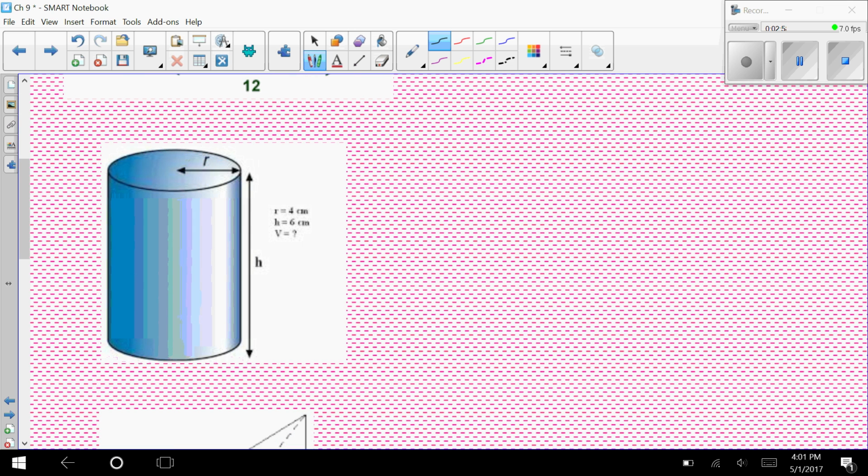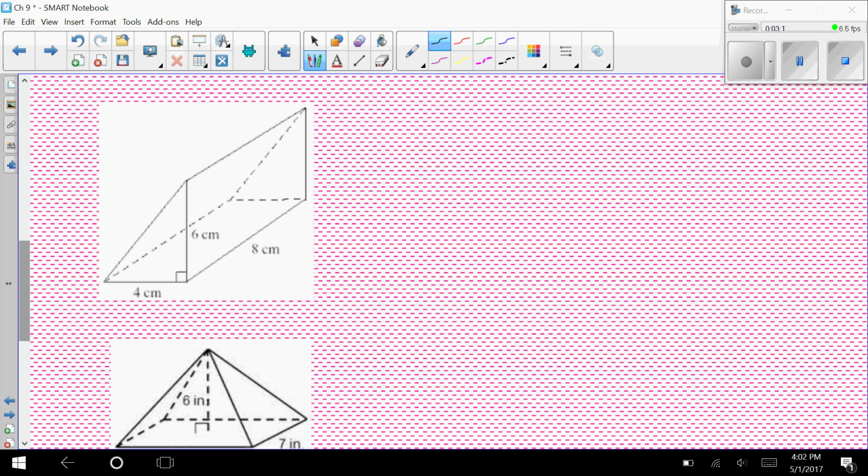This one is a cylinder. The radius is 4 and the height is 6. So the volume is pi times 4 squared times 6. When you multiply that out, you will get 301.59 centimeters cubed.